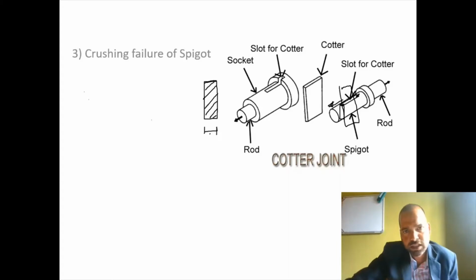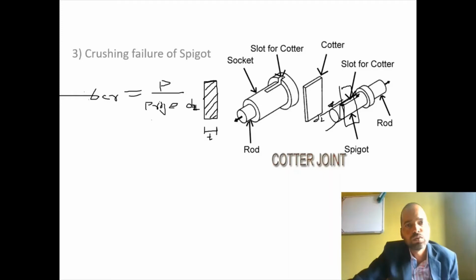So this is having thickness t, this is having diameter D1, right? So this is having diameter D2, as we have already discussed. Diameter of this rod is D2. So hence crushing stress, we have discussed that. What is crushing stress? Applied force upon which area? Projected area. So bearing stress and crushing stress we have discussed.